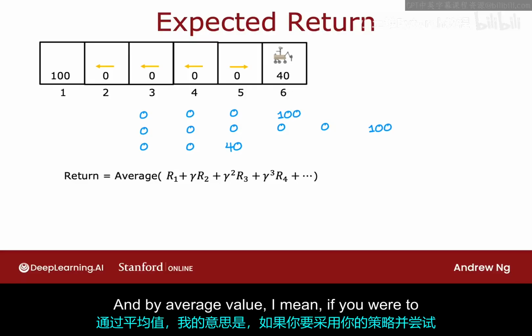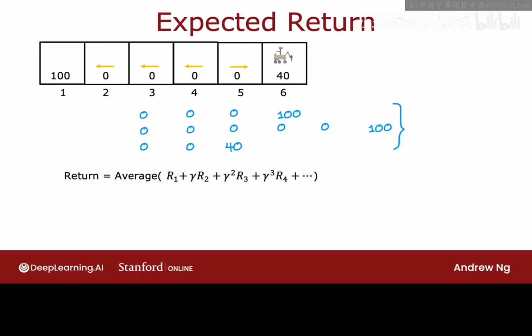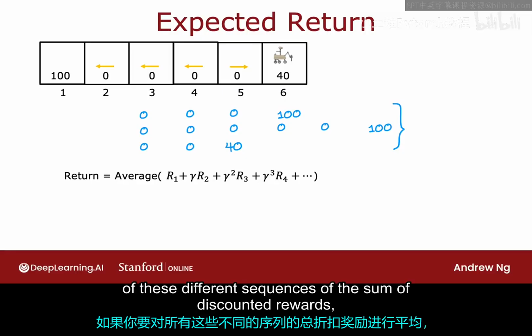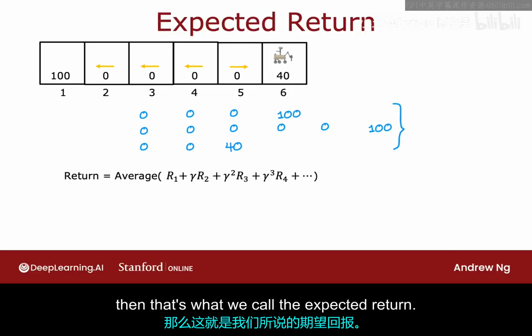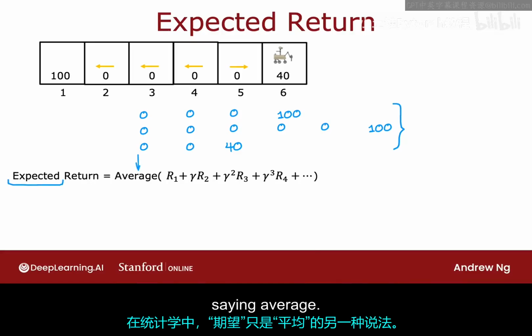And by average value, I mean, if you were to take your policy and try it out 1,000 times or 100,000 times or 1,000,000 times, you get lots of different reward sequences like that. And if you were to take the average over all of these different sequences of the sum of discounted rewards, then that's what we call the expected return.